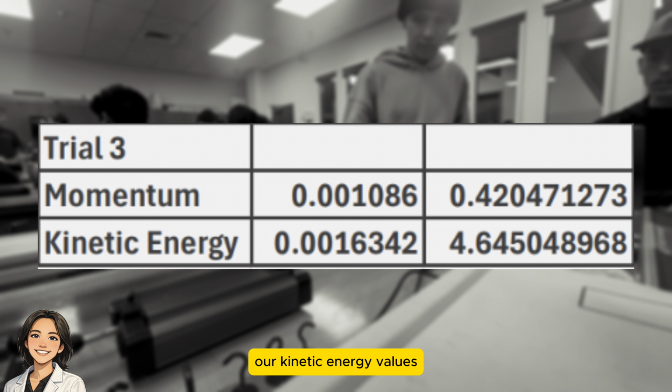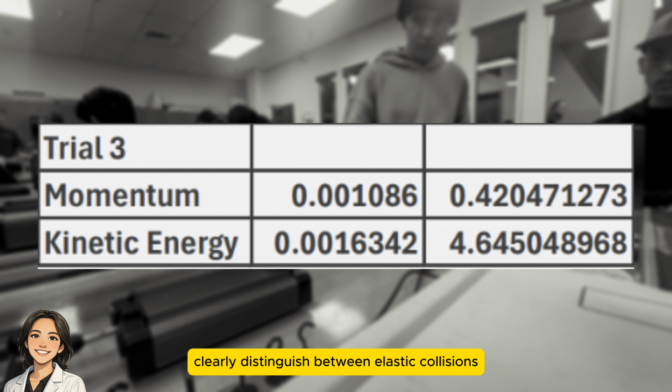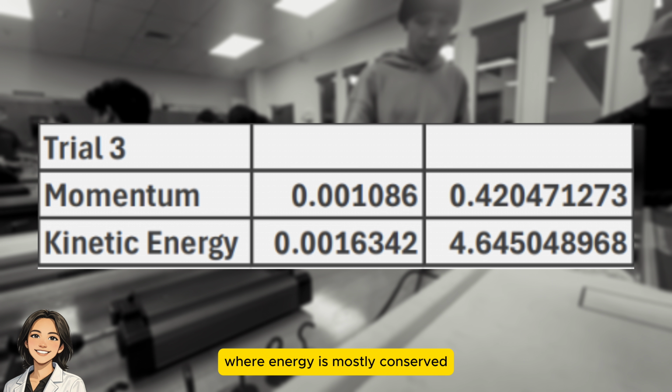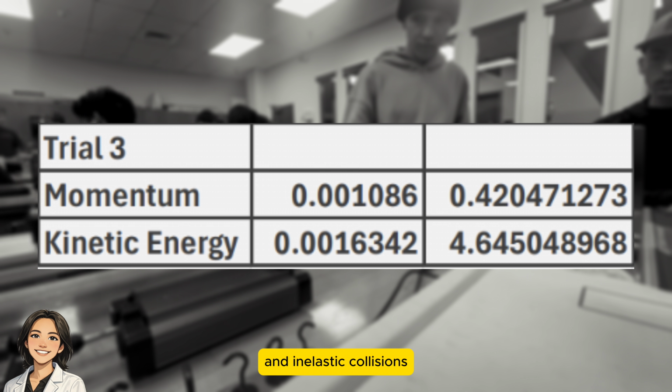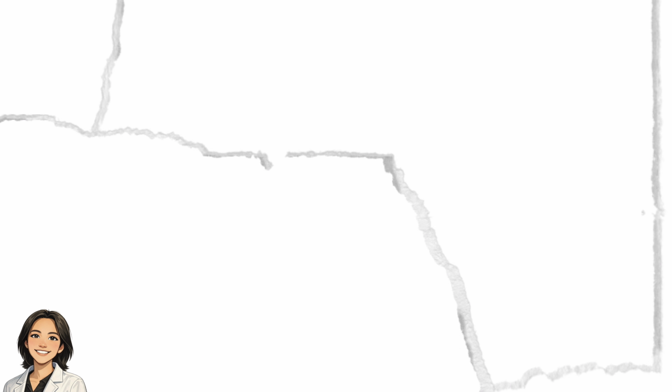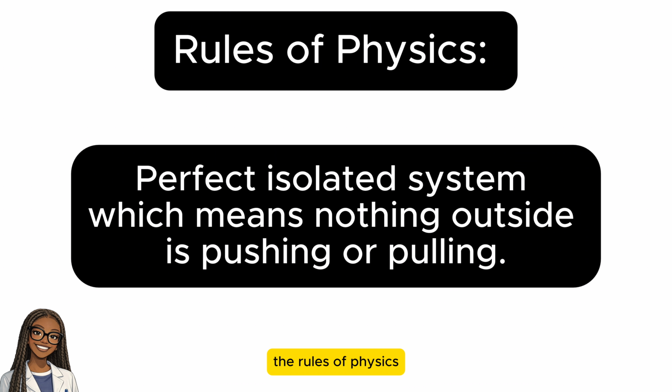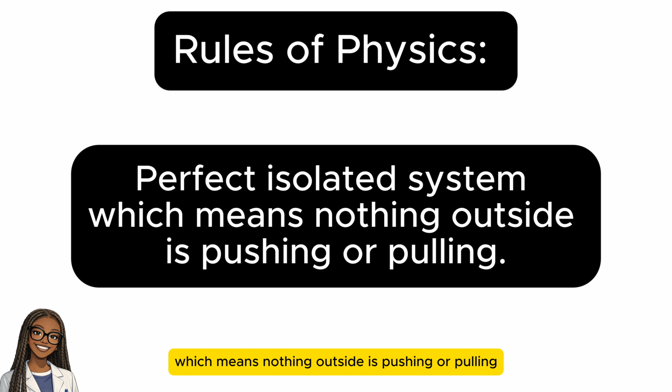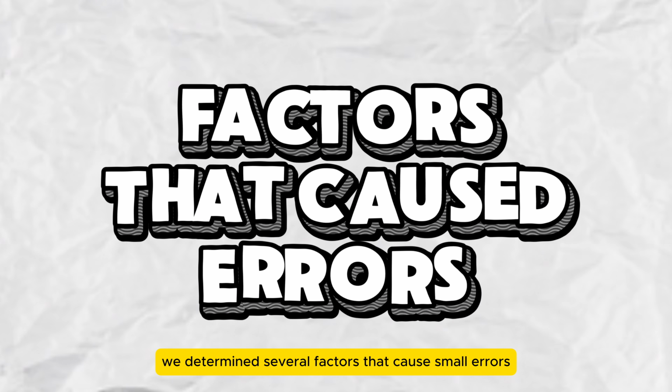Our kinetic energy values clearly distinguish between elastic collisions, where energy is mostly conserved, and inelastic collisions, where kinetic energy is not conserved. Our experiment worked great, but our numbers weren't perfectly zero. The rules of physics require a perfectly isolated system, which means nothing outside is pushing or pulling. We determined several factors that cause small errors.